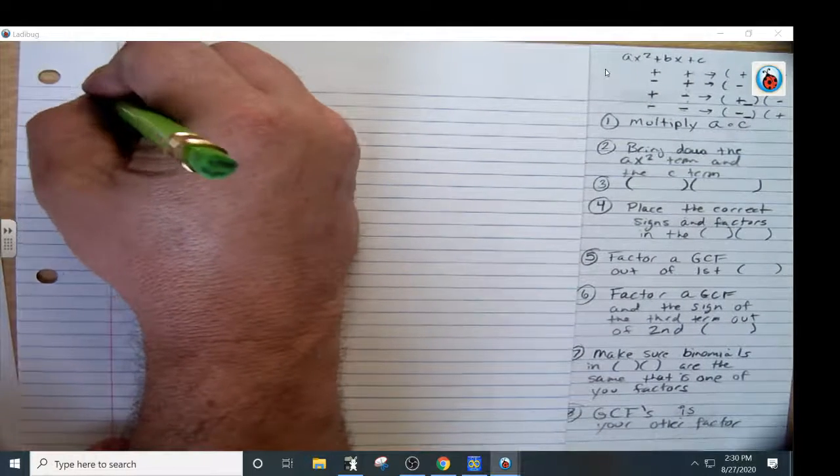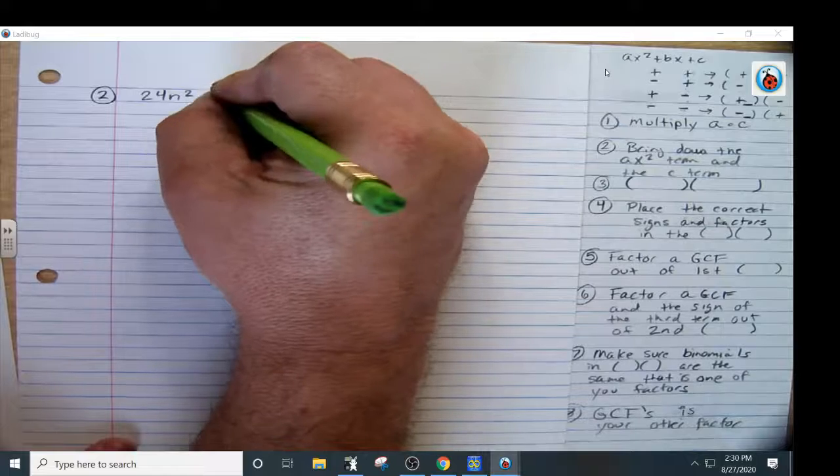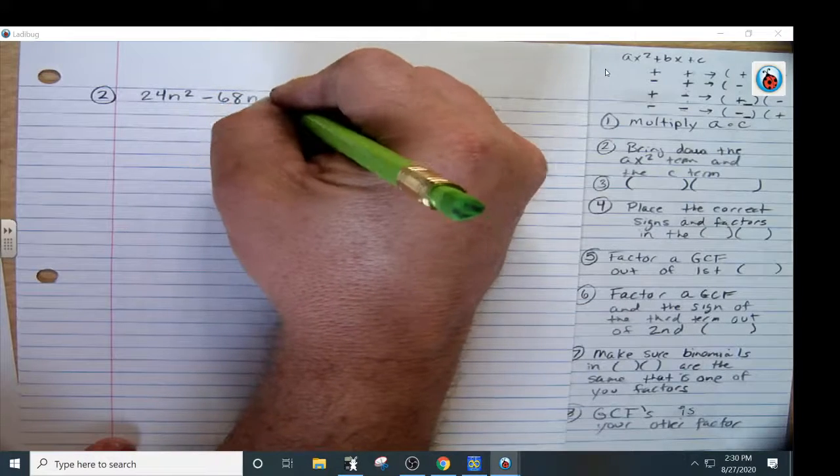What do you think, Emmett? Everett, I mean. Number 2. I called you Emmett. I don't know why I call you that. All right. 24n squared minus 68n minus 180.